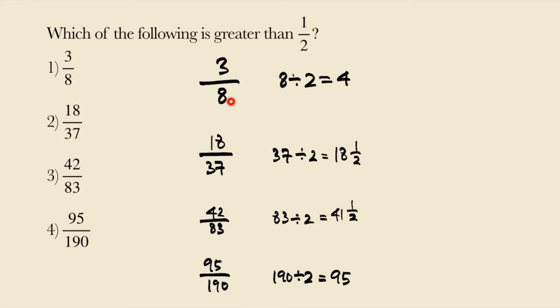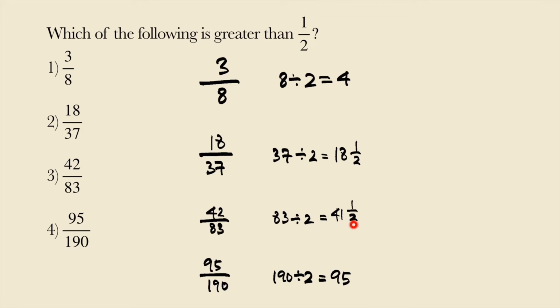If you take 8 units and you divide by 2, that's 4 units, isn't it? So is 3 over 8 greater than 4? Nope. It's less than half. Because half exactly would be 4 units, but this is just 3 units. If you take 37 units, you divide by 2, that's 18.5 units. Is this half? No, it's actually less than half.